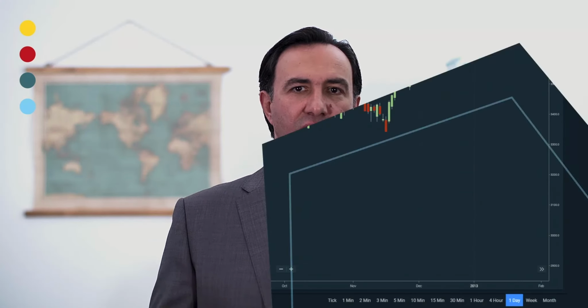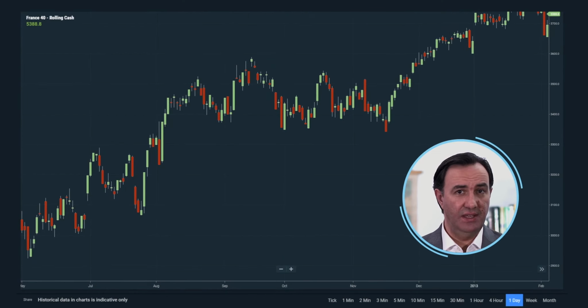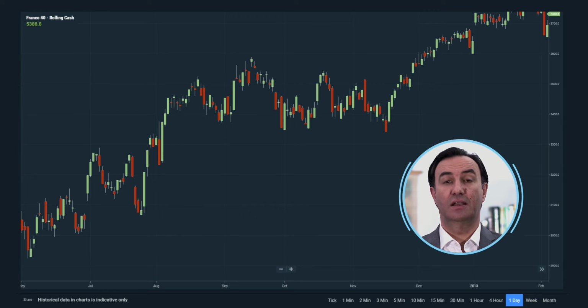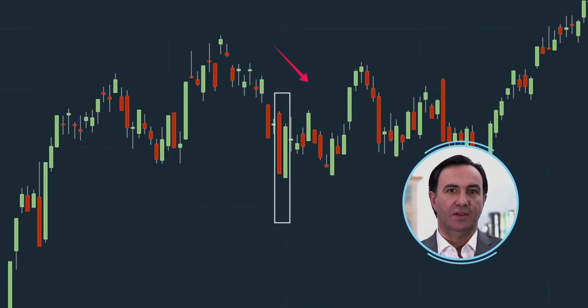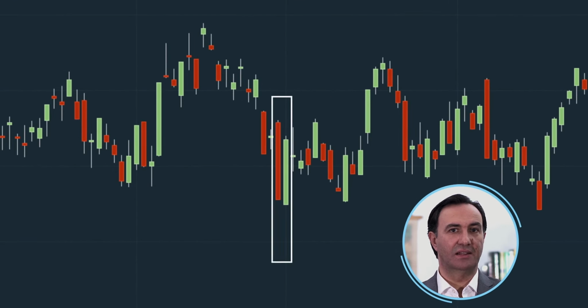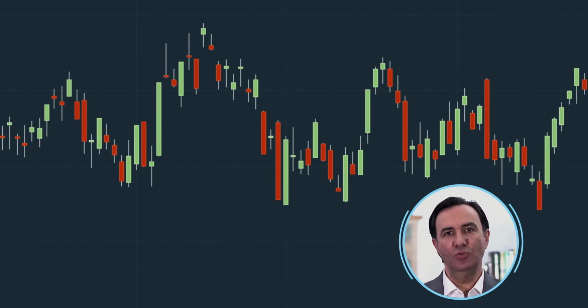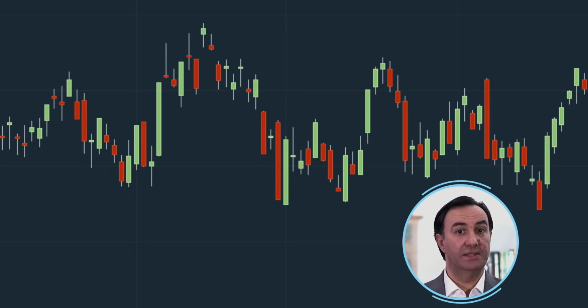This is a daily chart of the France 40 index, known as the CAC 40. The market is trending down slightly. We can see the second candle gaps down and makes a new low, but retraces at least halfway up the first bearish candle. And a dark cloud cover pattern?